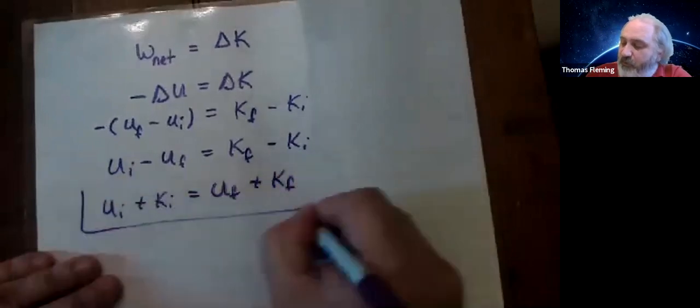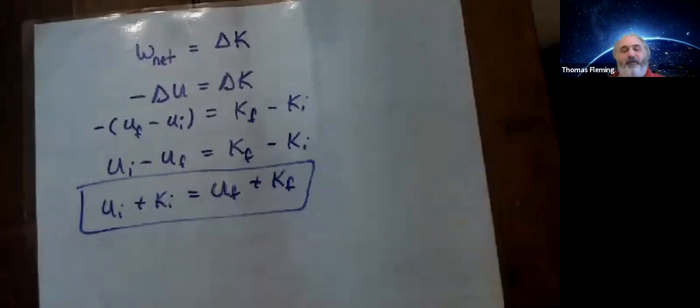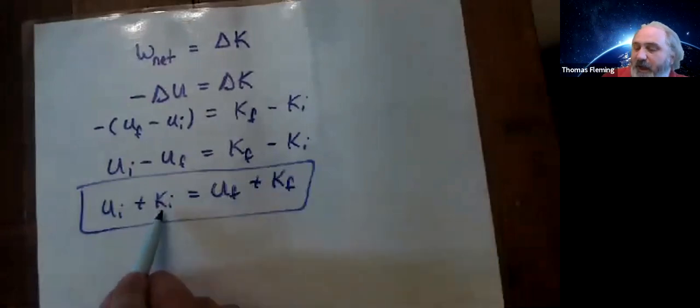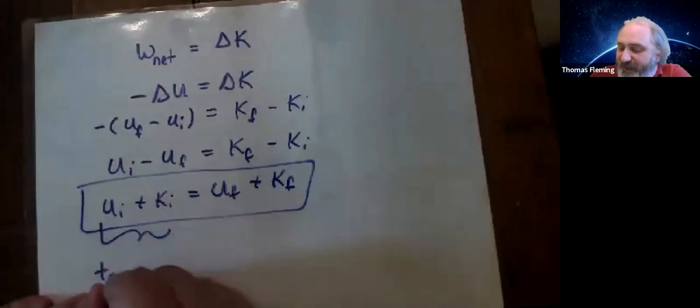And this is the most powerful statement in all of chapter 7. Because think about what that means. This says if you take any object and you add up how much kinetic energy it has and how much potential energy it has, this together is what we call the total mechanical energy.